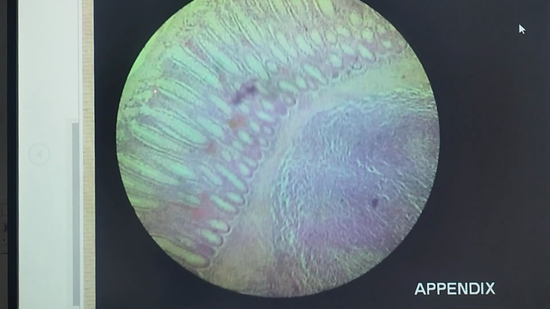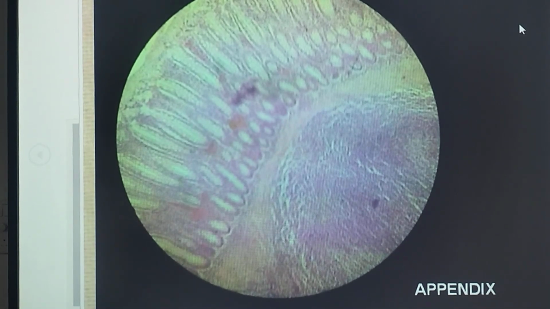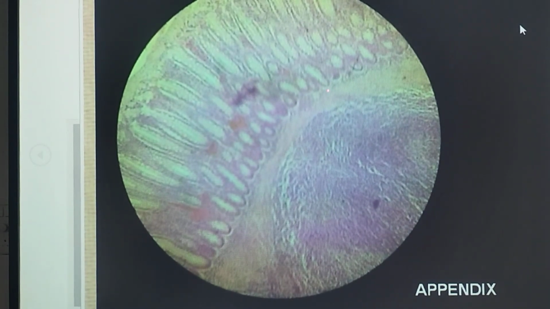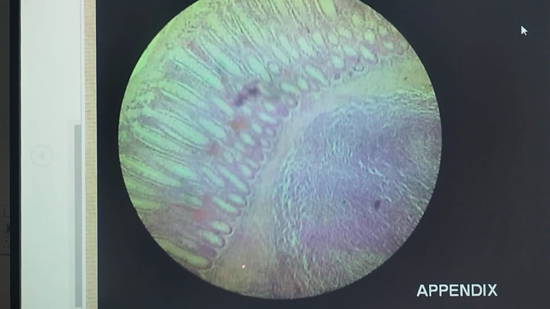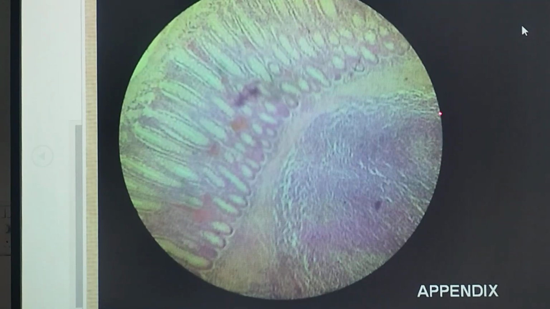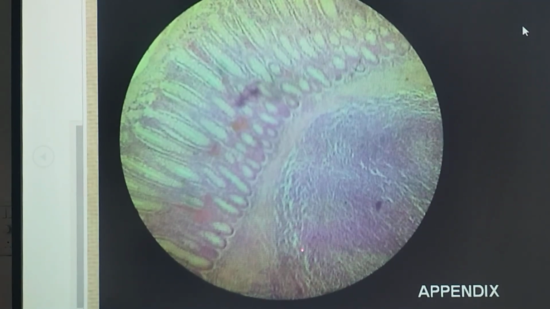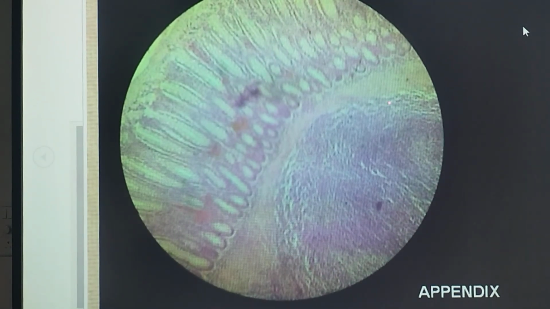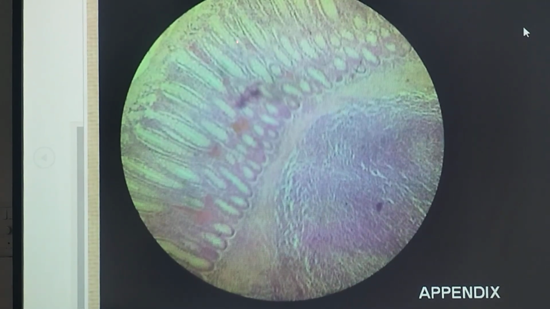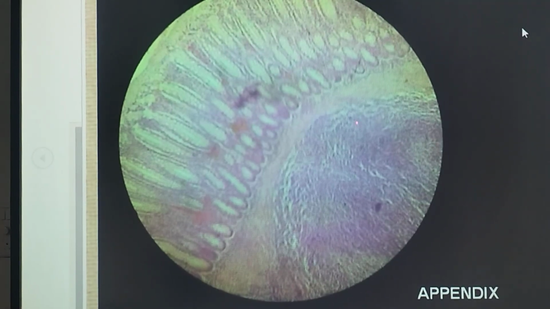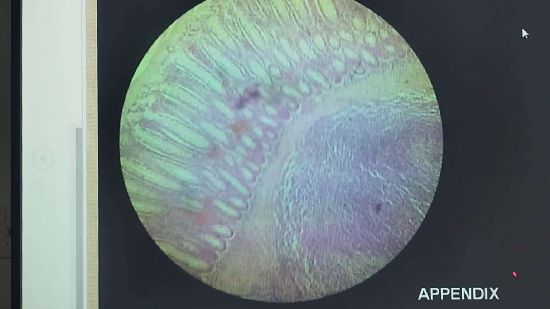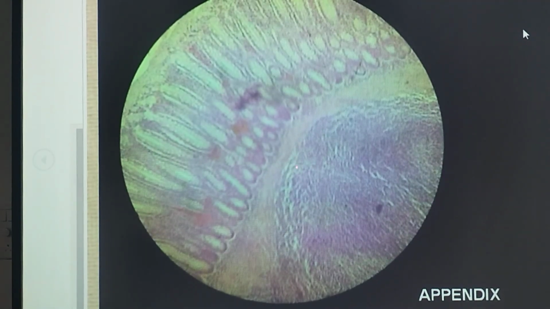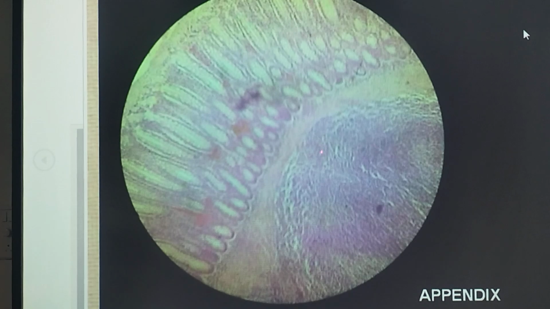So once you identify that this is a slide of appendix, you can see other things which will help you to further identify it. Here you can see this structure, that is the muscularis mucosae, and in the submucosa you are seeing large aggregation of lymphatic tissue. So the large aggregation of lymphatic tissue in the submucosa and the structure similar to colon will help you to identify this slide as appendix.